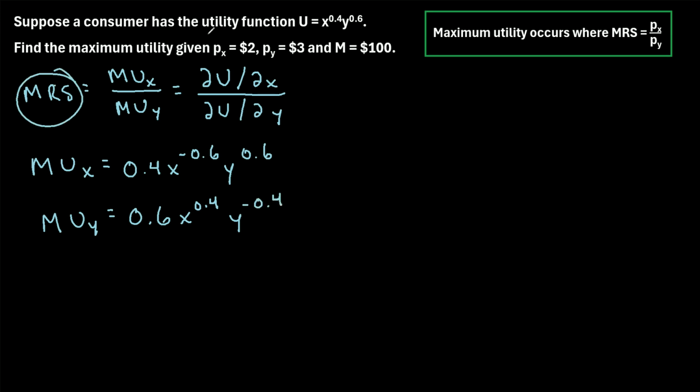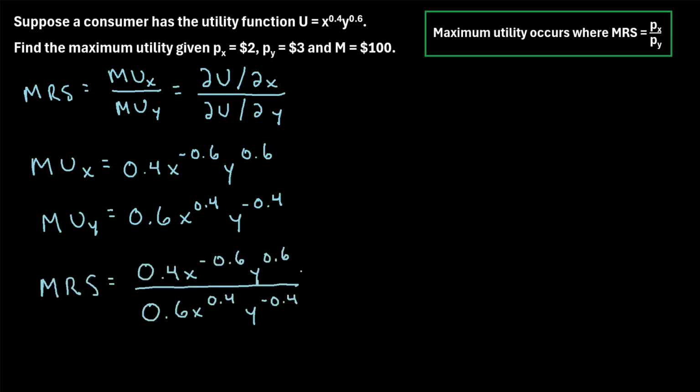So the marginal rate of substitution is simply going to be the marginal utility of x divided by the marginal utility of y. So let's write that down. So here's our setup for the marginal rate of substitution. Now, when we have 0.4 divided by 0.6, that's the same as 4 divided by 6, or simplified, that would be 2 divided by 3. So really we can write 2 divided by 3.